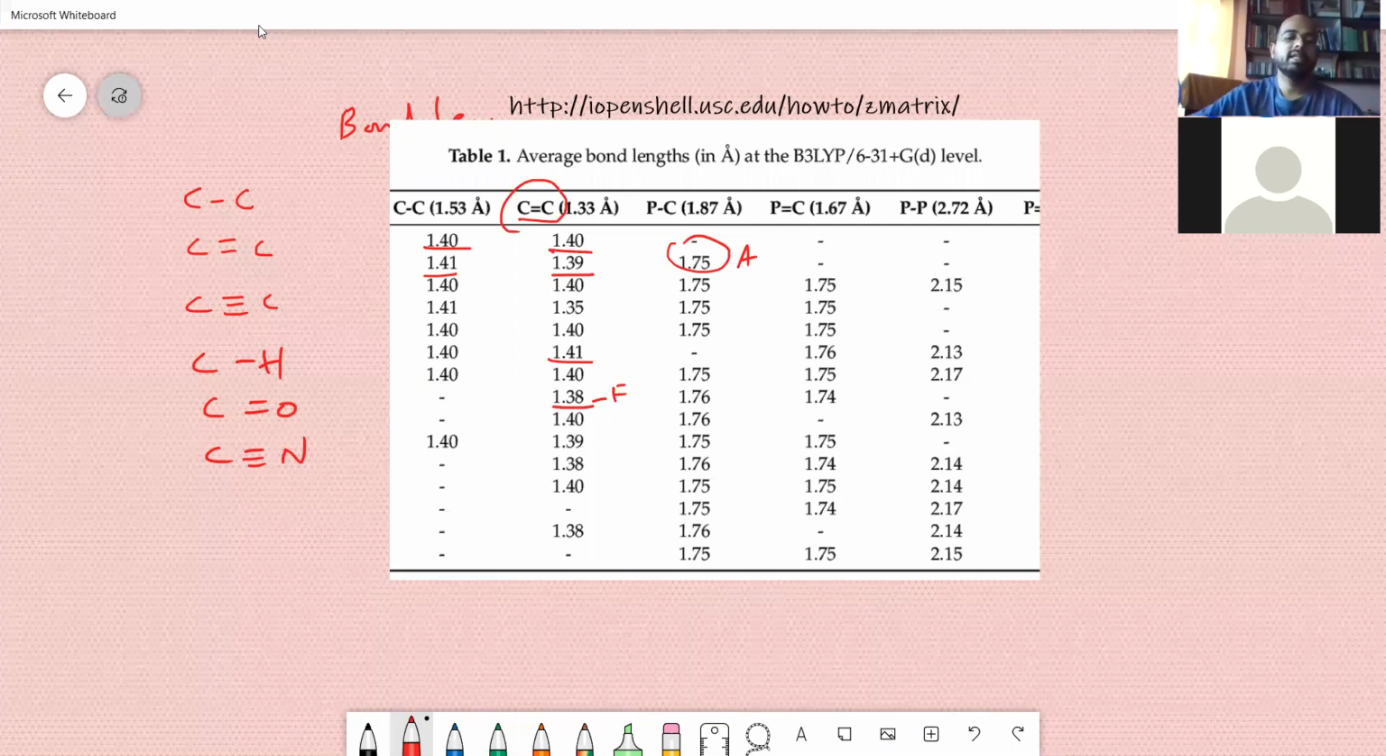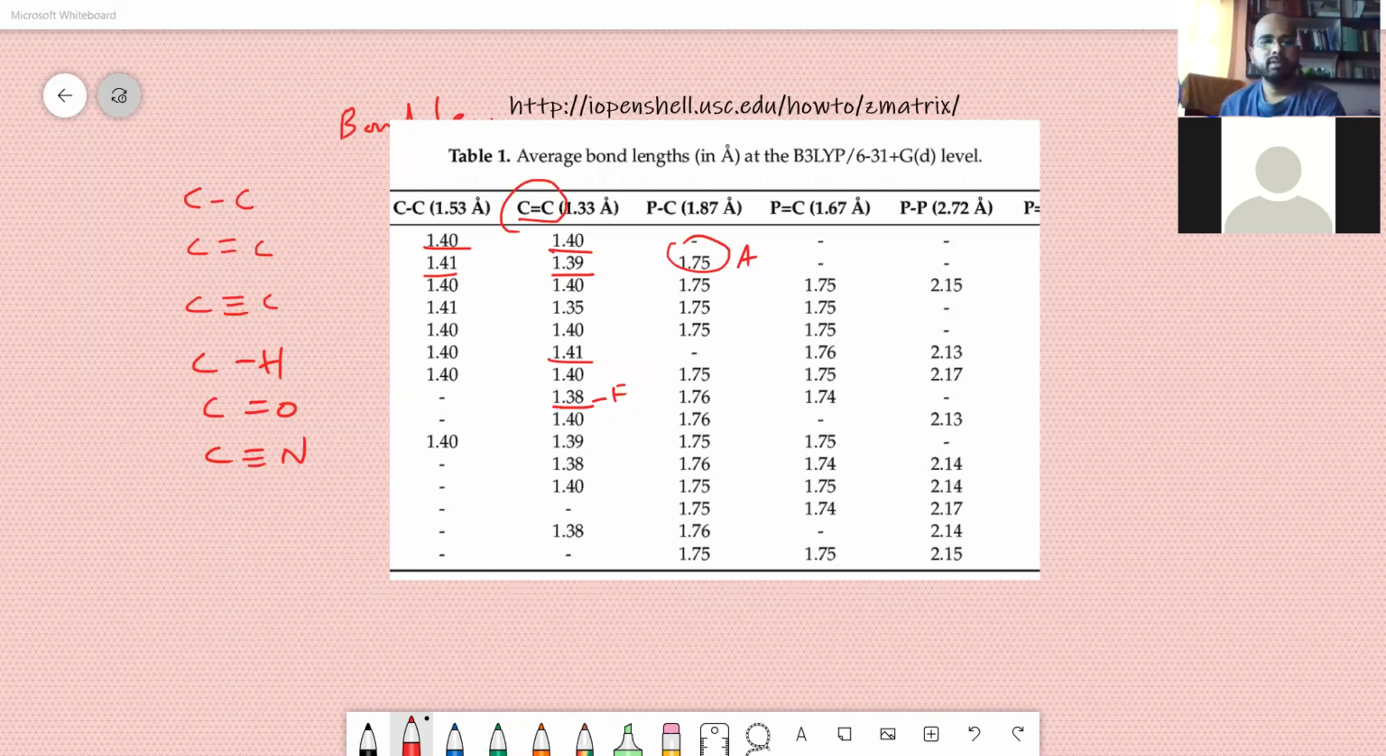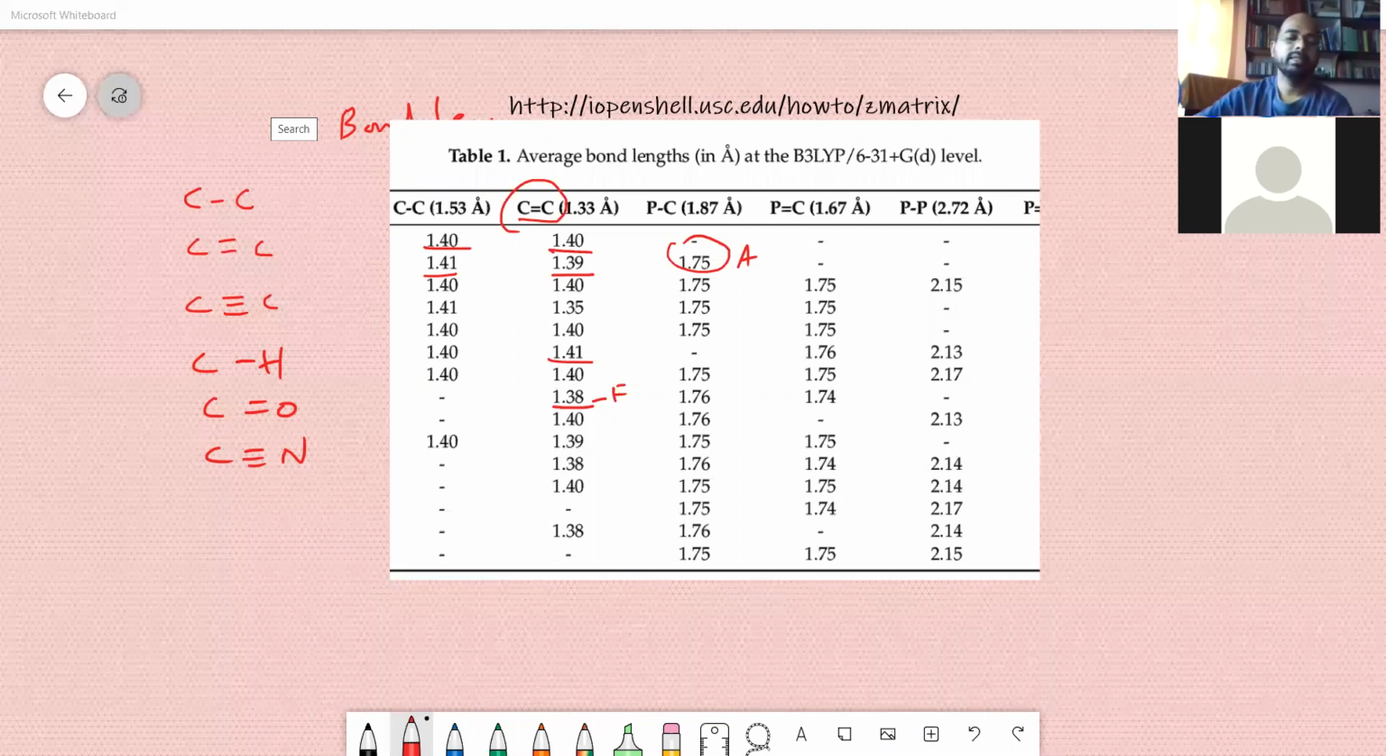What is the C=C bond length? Which is the longest bond length out of these three? C=C, it is increasing. Okay, it will be about 1.2 to 1.3. It will be 1.3.